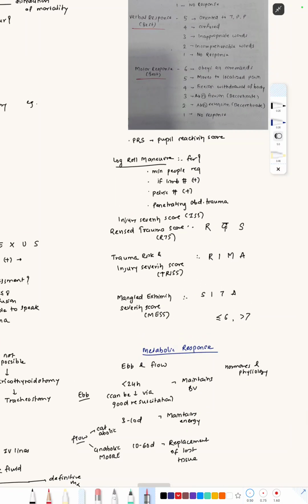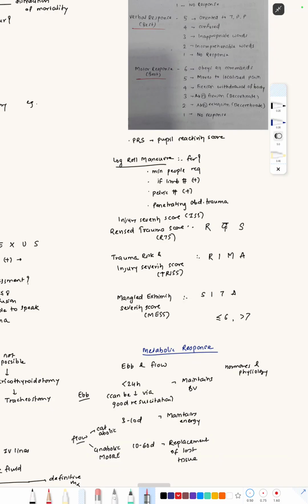Injury severity score. The next is the revised trauma score, that is RTS. The components of RTS are respiratory rate, then G, that is the Glasgow Coma score, and S stands for systolic BP. Then trauma risk and injury severity score, that is TRISS. It consists of RIMA. The mnemonic is RIMA. So R stands for revised trauma score, I stands for injury severity score, that is ISS. Then M stands for the mechanism of injury, and A stands for the age of the patient.